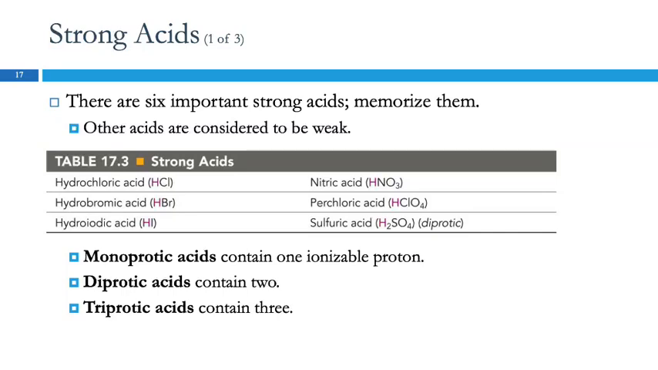Diprotic means it has 2 protons that it can ionize or donate. So these other acids would be called monoprotic or 1-proton acids. You can also have a triprotic acid. Can anybody think of a triprotic acid? H3PO4. Yeah. Phosphoric acid, 3 protons that can be ionized.